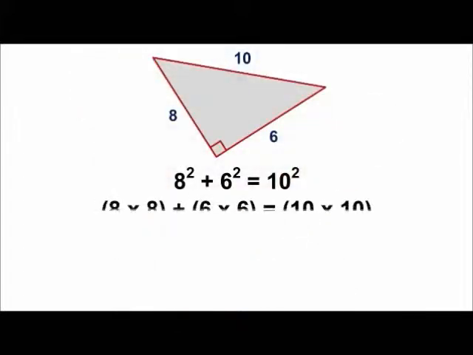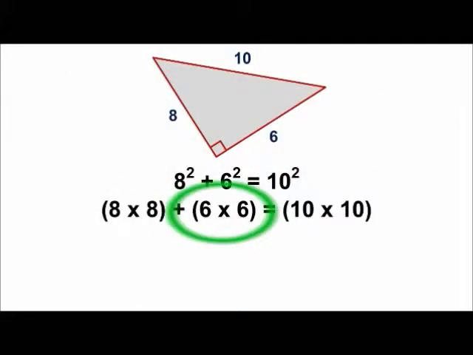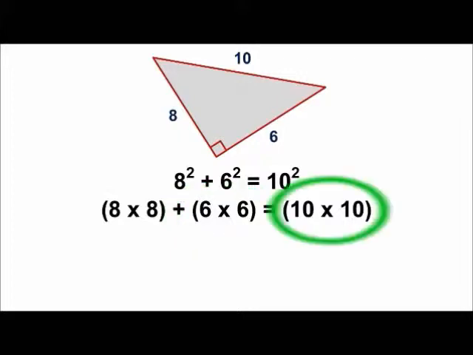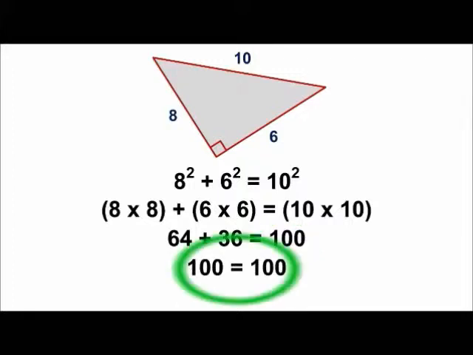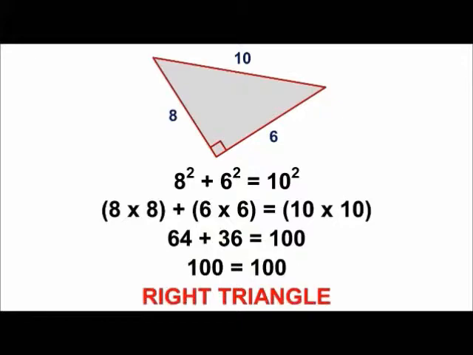8 squared equals 8 times 8, 6 squared equals 6 times 6, and 10 squared equals 10 times 10. 8 times 8 equals 64, 6 times 6 equals 36, and 10 times 10 equals 100. 64 plus 36 equals 100. Oh, so this is definitely a right triangle.